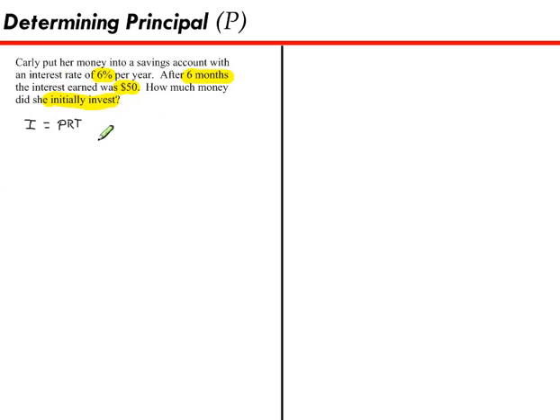Let's list our givens. The first number we found was 6%, and that's a rate. The next number was 6 months, and that's our time. Now I'm going to say M right beside it just to indicate we're talking about months. And finally we had I, which was the $50 in interest that had been earned over 6 months.